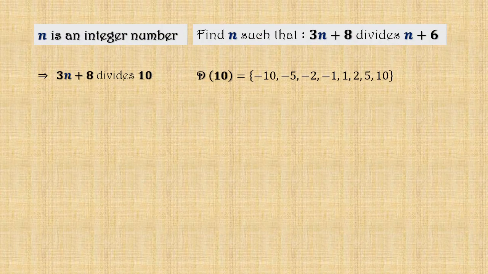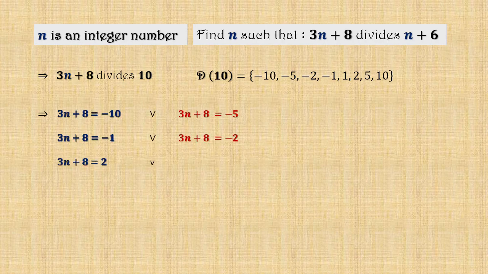And as the divisors of 10 are minus 10, minus 5, minus 2, minus 1, and 1, 2, 5, and 10, we deduce that 3n plus 8 is equal to either of those numbers. So, we have 8 equations, among which 4 equations, that are marked in red color, do not admit integer solution.